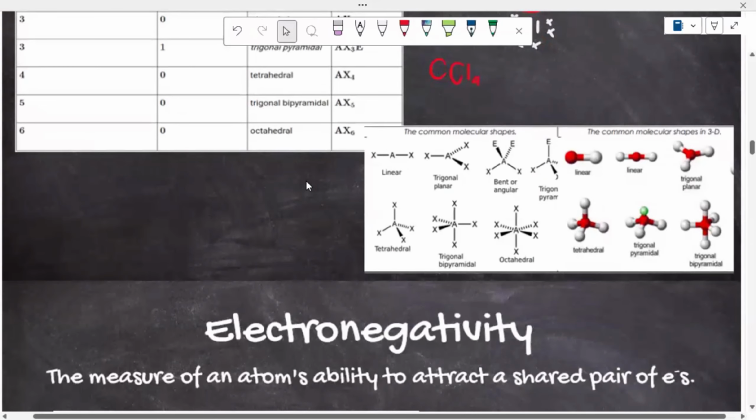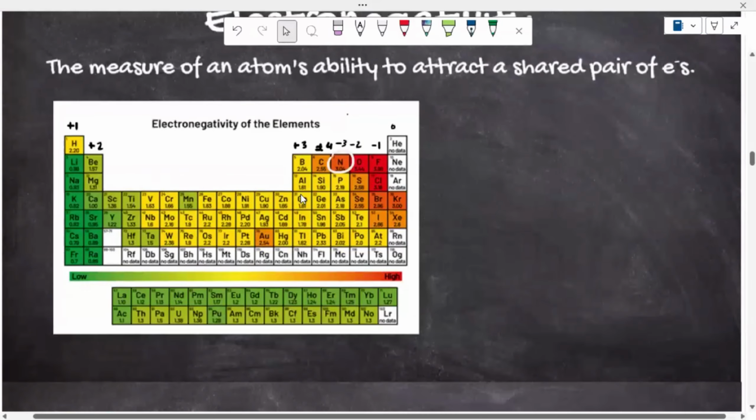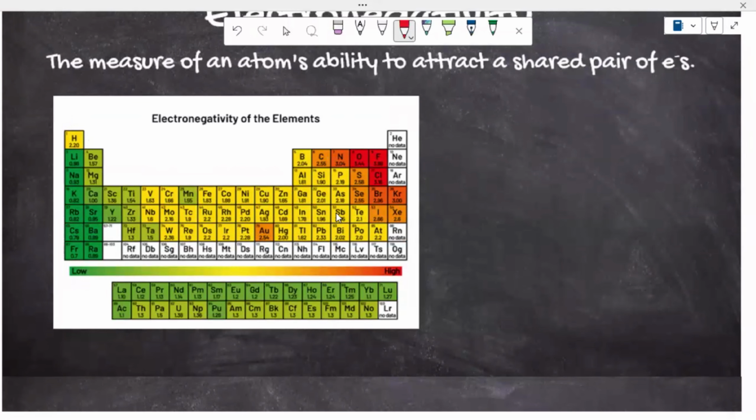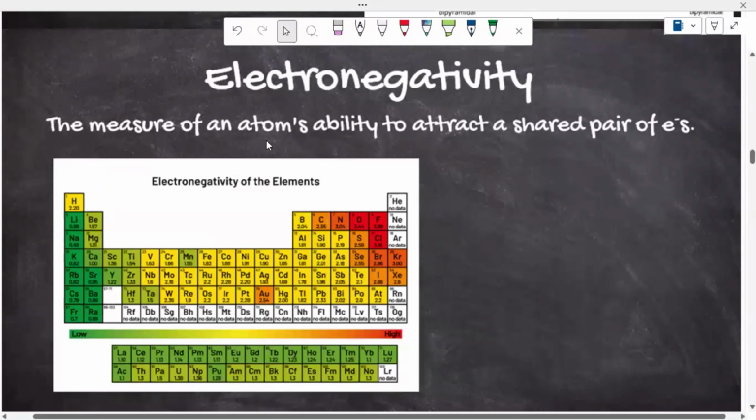Okay. But now let's move on to electronegativity. So I'm just going to erase what I've drawn here on our periodic table. So electronegativity is this idea of measuring an atom's ability to attract a shared pair of electrons.